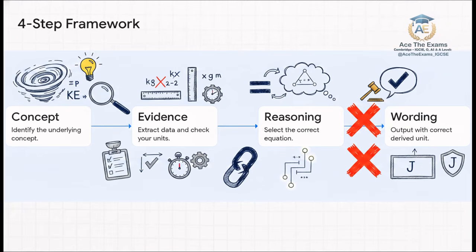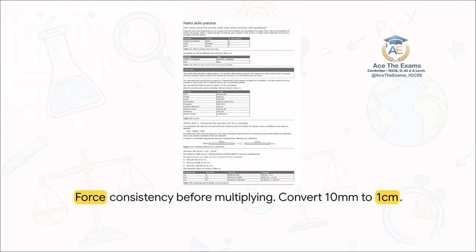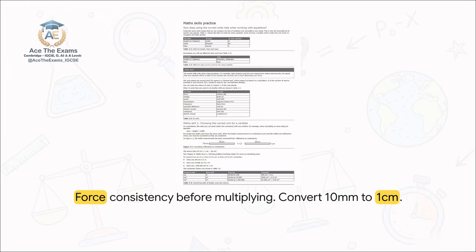If you skip step 2, if you don't verify those data units, steps 3 and 4 are 100% guaranteed to fail. Section 1. Escalating the stakes. Area and volume unit conversions. And this brilliantly illustrates the exact trap I'm talking about. So, you've mastered the basic base unit conversions, right?